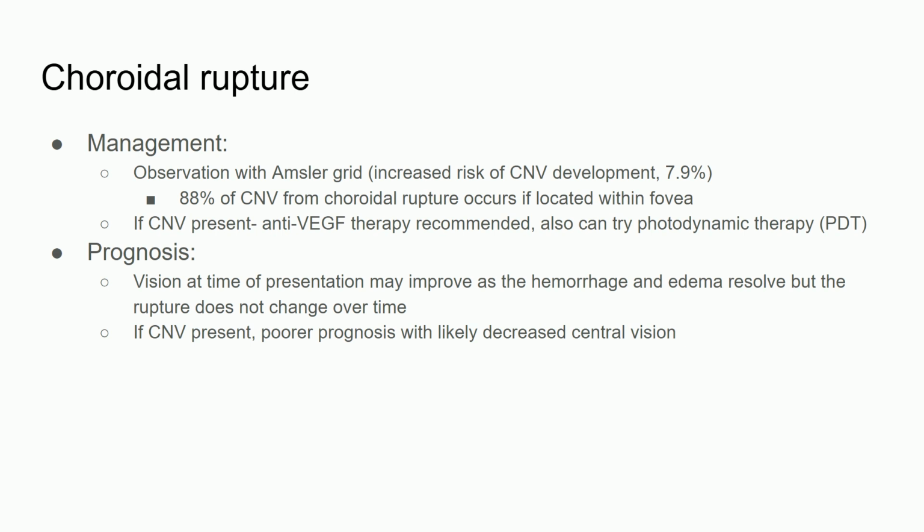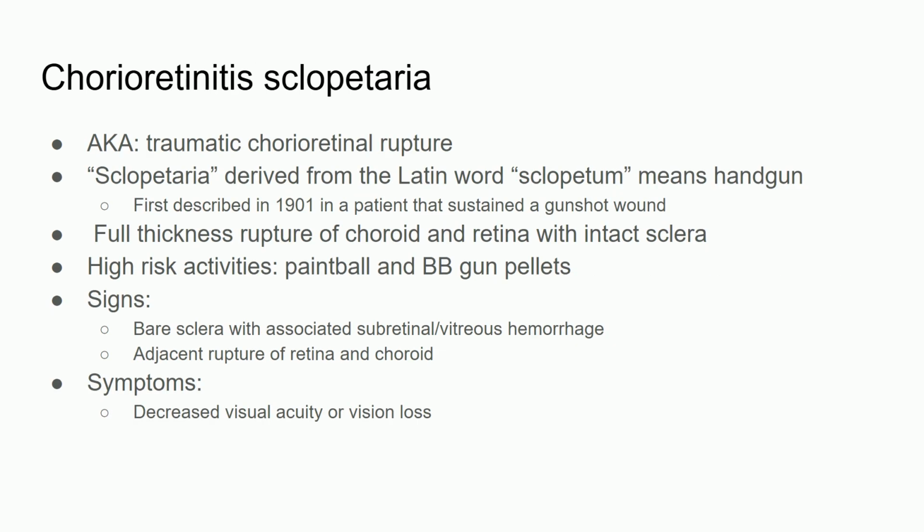Prognosis depends where it is. If it's in the macula, not a very good prognosis. If there's CNV, also not a good prognosis. Next is chorioretinitis sclopetaria, also known as traumatic chorioretinal rupture.